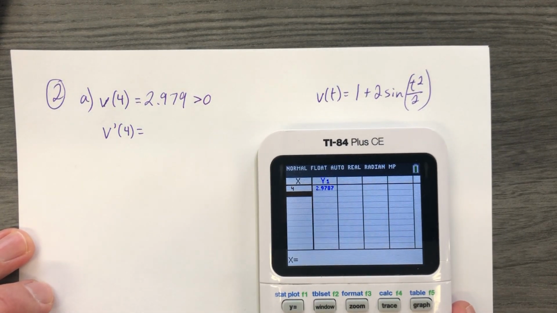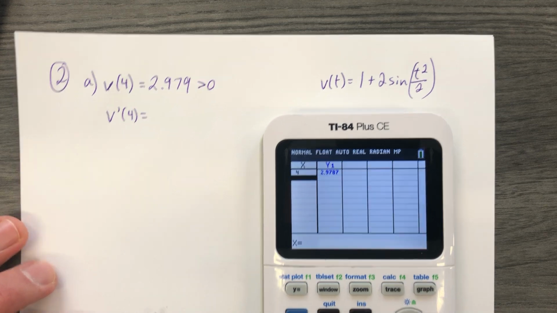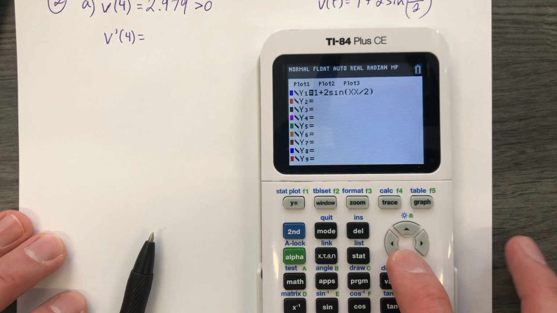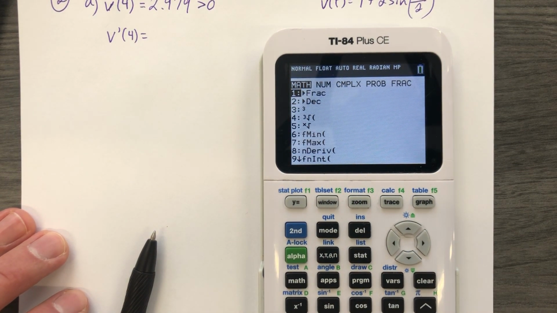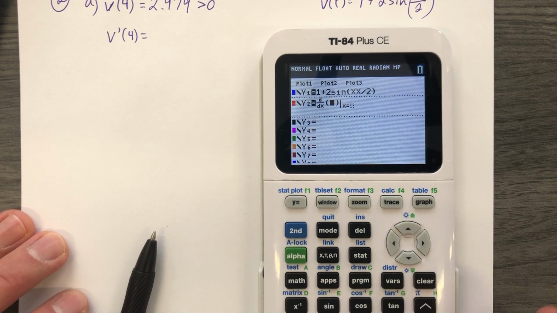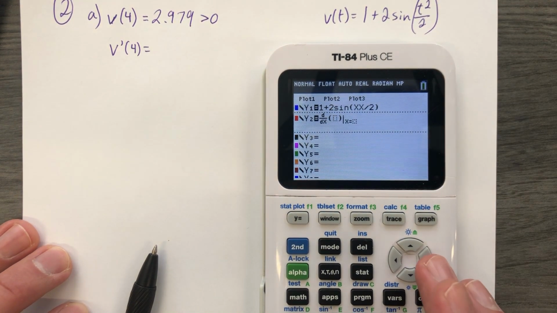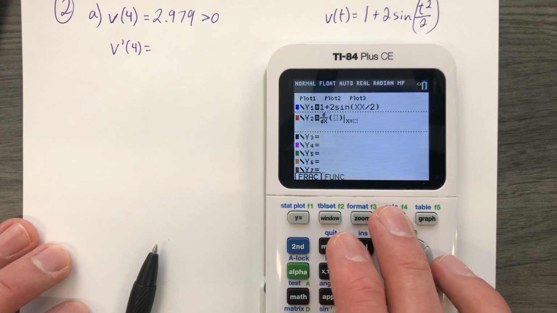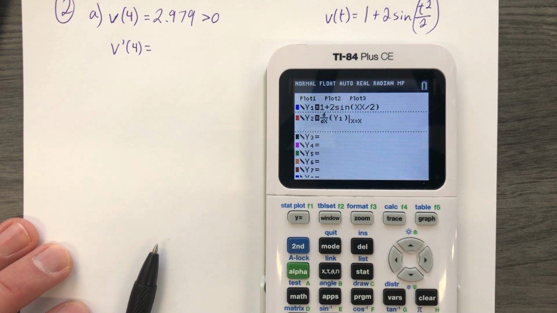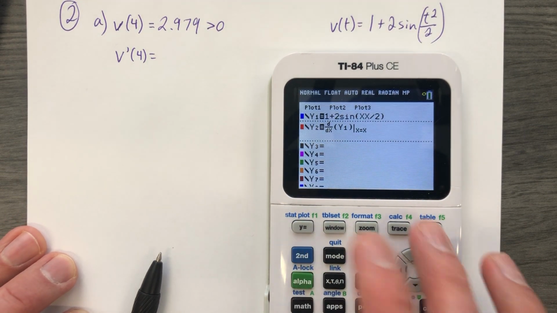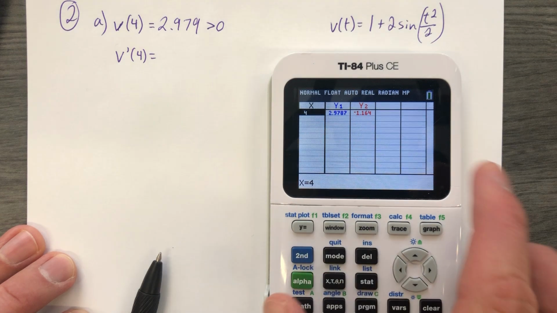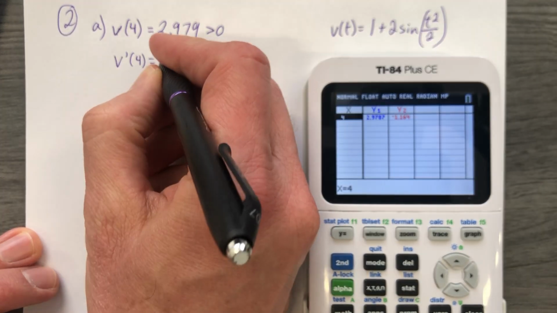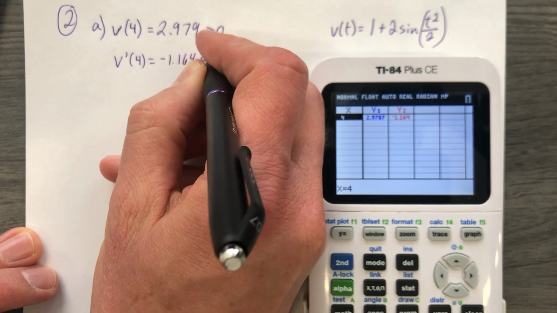I also want to know the derivative. Don't find the derivative by hand in a situation like this. I'm going to press y equals, and go down to y2. I'm going to define a function to be the derivative of y1. Let's press math, and go to number 8, deriv. The derivative with respect to x, even though they said t here, I'm using x. So the derivative with respect to x of y1, with alpha trace for y1 at any given x value. And now I'll go to the table, and I have a negative derivative of velocity at 4, which is fantastic. So I have negative 1.164, which is indeed negative.